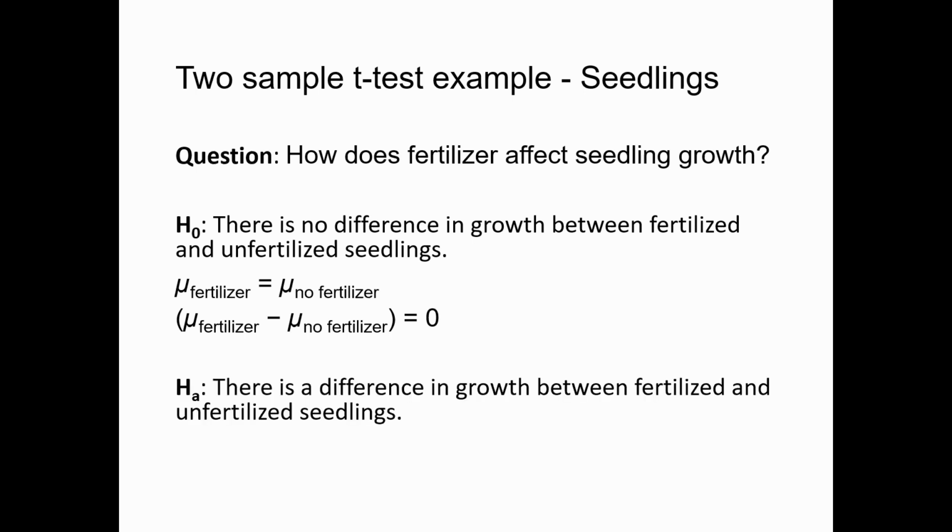The alternate hypothesis is that there is a difference in growth between fertilized and unfertilized seedlings. And here you would simply say that the mean of the fertilizer group is not equal to the mean of the no fertilizer group, or if you subtracted the two means, that they would not be equal to 0.